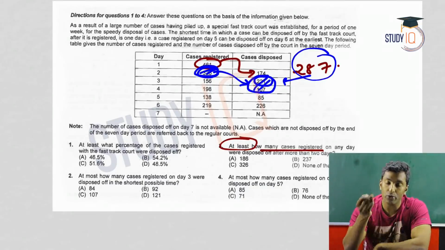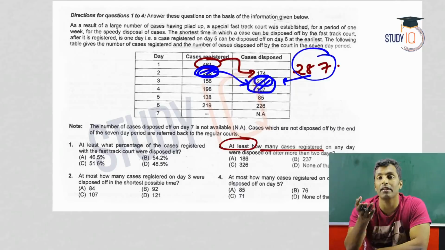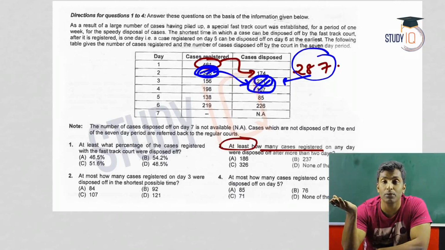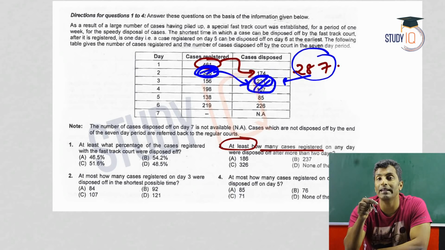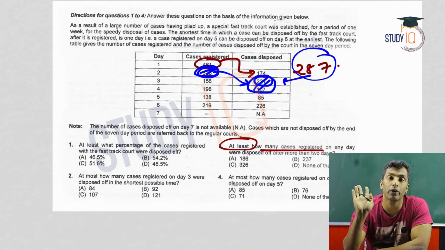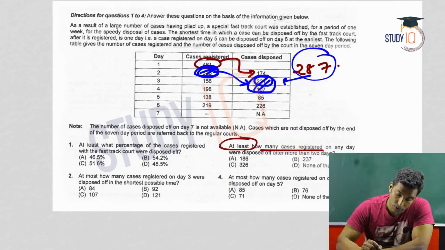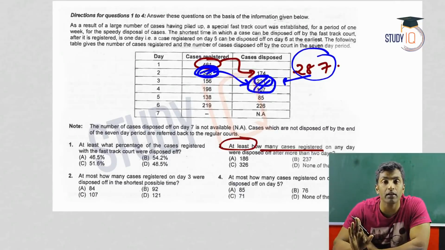But still, 287 cases were pending. That may be resolved maybe after 7 days also. That may be referred to the normal court also. So we don't know. But one thing is sure, that 287 cases were not resolved in 2 days. That is for sure. So 287 cases were not resolved in 2 days.